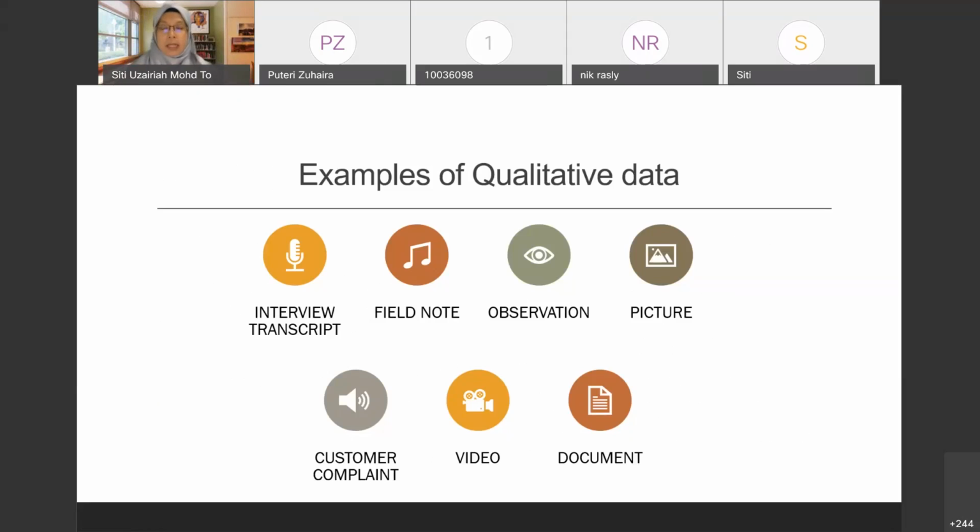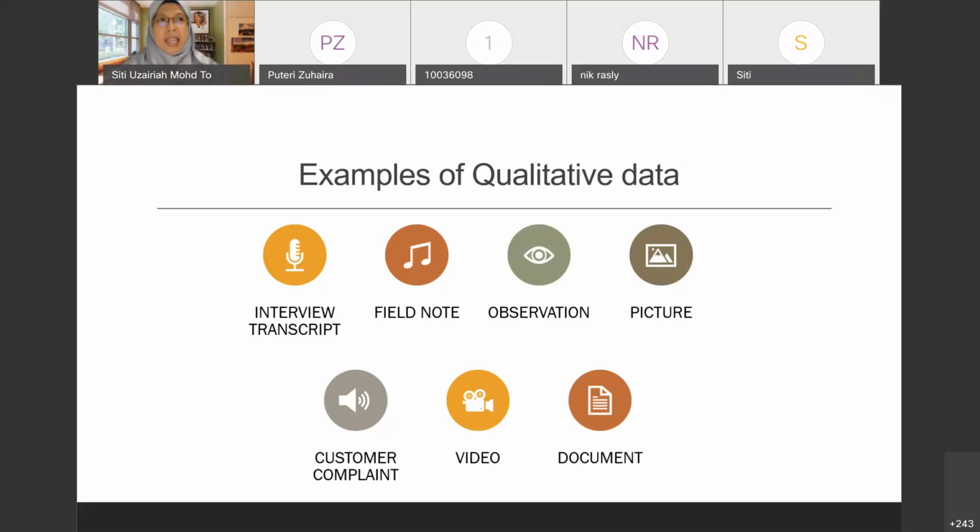So examples of qualitative data can be interview transcript, field note, observation, like I said. Observation, if you count, you observe, and you tick the checklist, the observation becomes quanti. But on the other hand, if you run observation, but you jot down whatever you observe into statements, into notes, that observation falls under qualitative data. And others like picture, customer complaint, video, document.